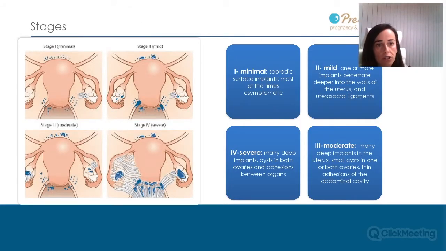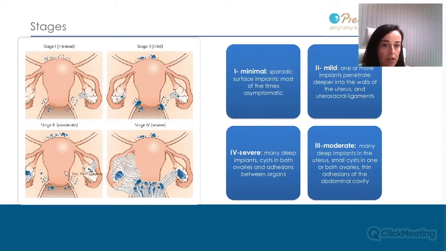Okay, but not all endometriosis is the same. There are several stages. Stage 1 is a minimal endometriosis. This is the picture when we can find sporadic surface implants, and most of the time in these cases the endometriosis is asymptomatic. The second stage is a mild one, and we can find one or more implants that can penetrate deeper into the wall of the uterus, and we find implants also in the uterosacral ligaments. These two stages are the most frequent.